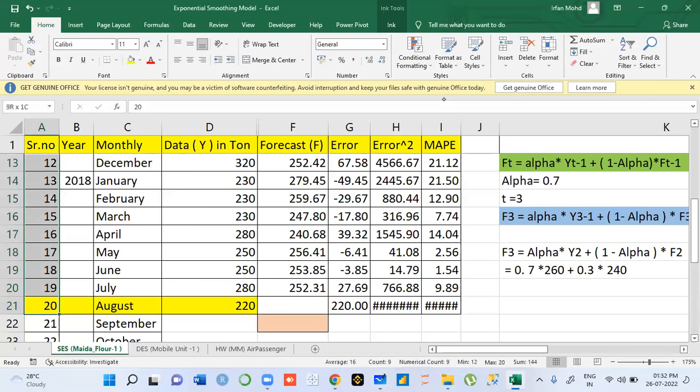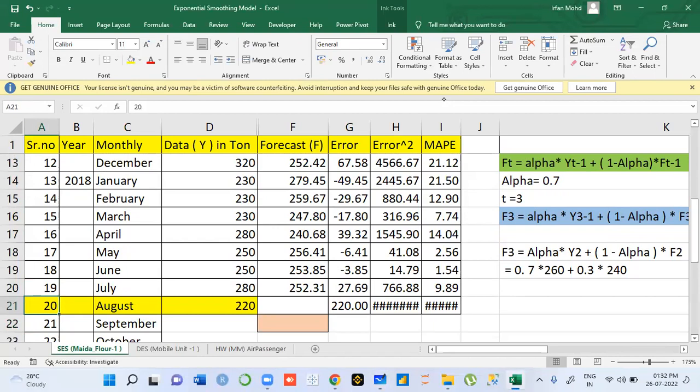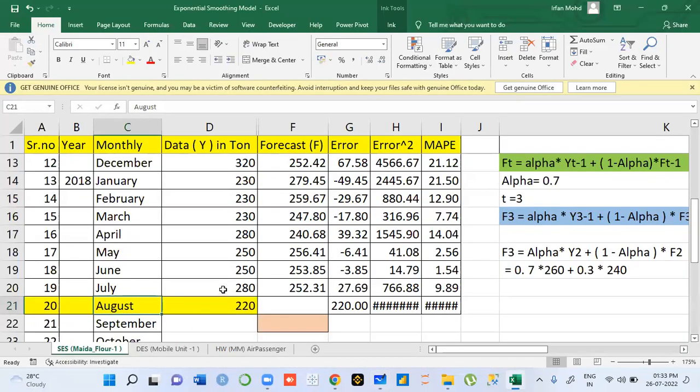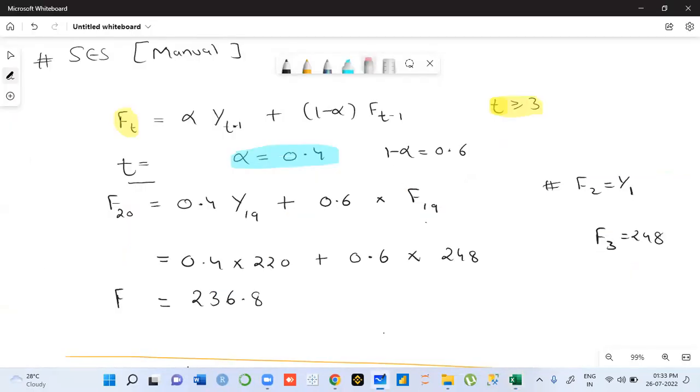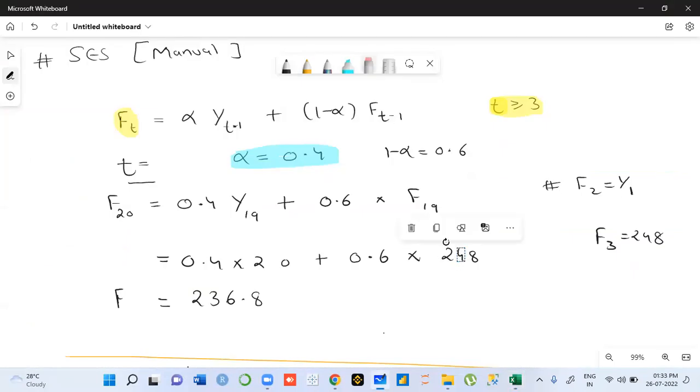Months, no? T is how much? 20. What should be over here? What is Y19? What is F19? $280. On screen, guys, I want to teach you something.